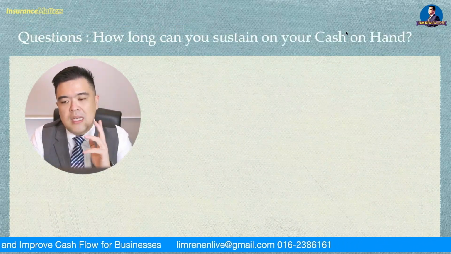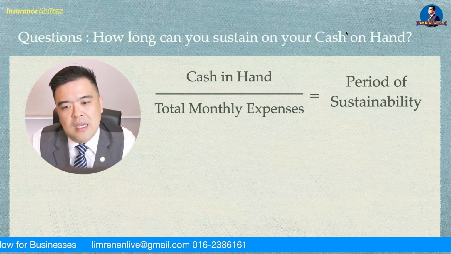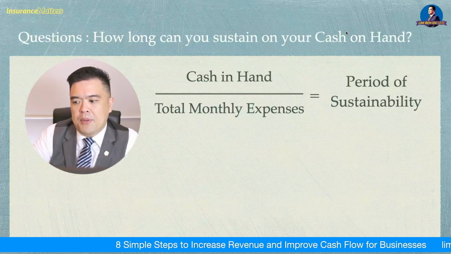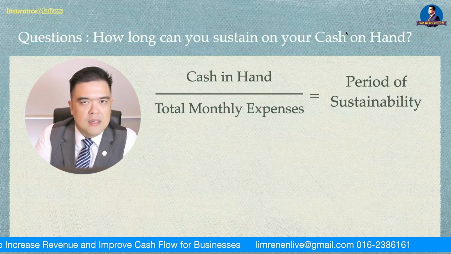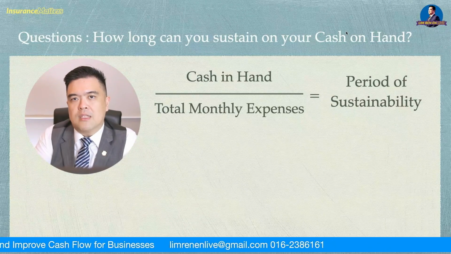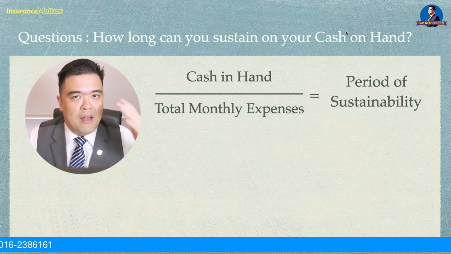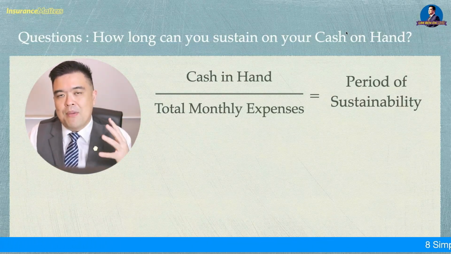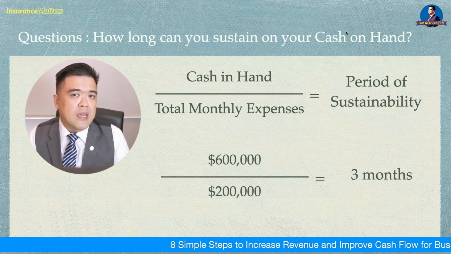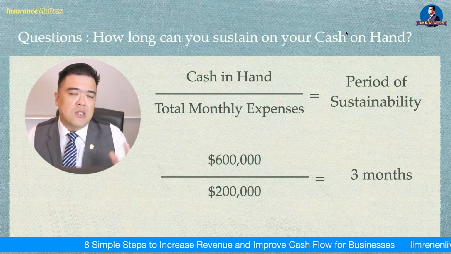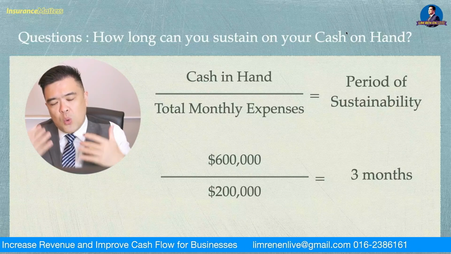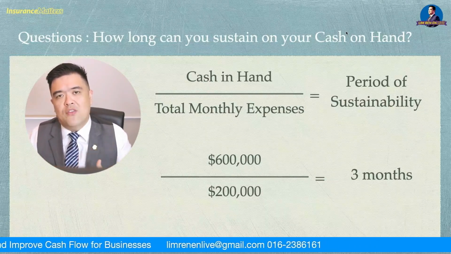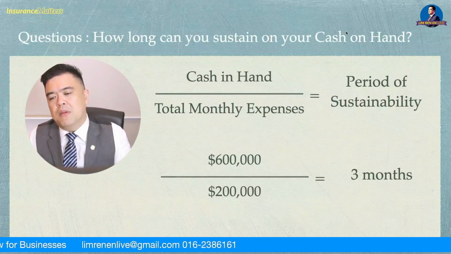Now the question is, how long can you sustain? How we calculate is very simple. Your cash in hand divided by your total monthly expenses is the period of sustainability. For example, if you have 600,000 cash in hand and you need to spend 200,000 a month, that gives you a 3 months sustainability period.